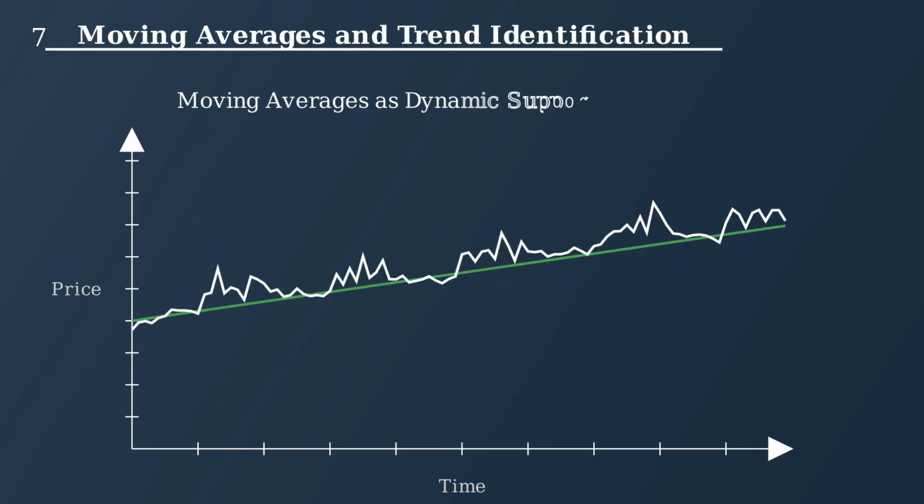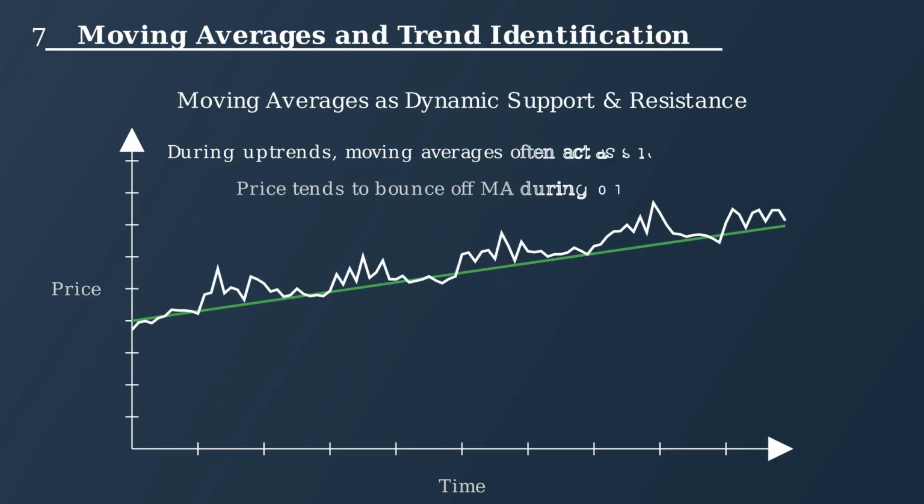Moving averages also function as dynamic support and resistance levels. During uptrends, price often pulls back to a moving average before continuing higher.